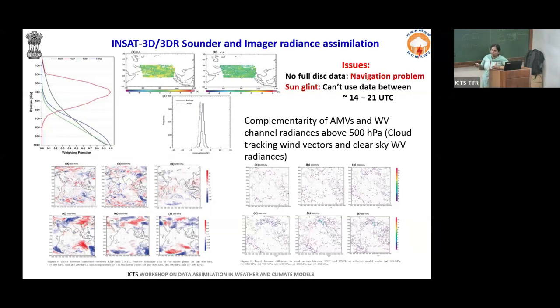Similarly in water vapor, we have clear sky water vapor AMV and cloudy water vapor AMV. So the water vapor tracer also we can trace the same way and derive the AMVs. From AMVs we get the cloud information, and from the clear sky, if the atmosphere is clear, there is no AMV because there is no tracer. We should have some tracer to derive the AMV. So we are assimilating the clear sky radiance and the AMVs together. Both are complementing and we are getting the best impact.